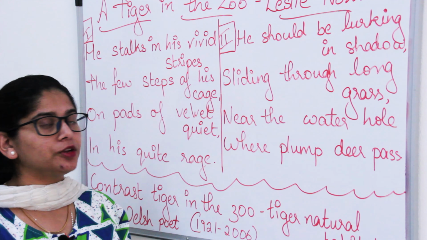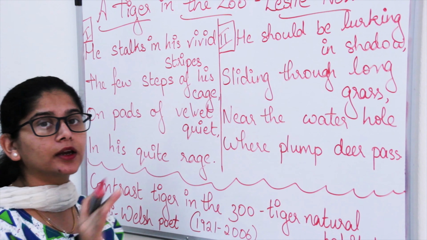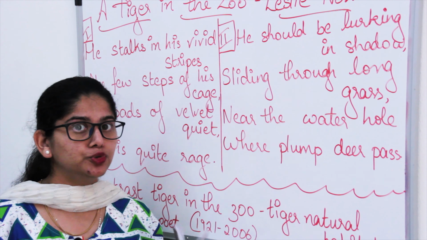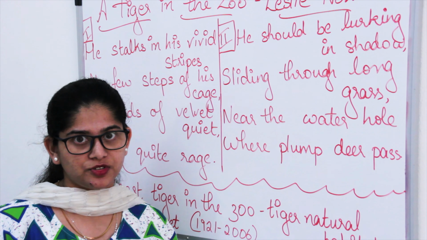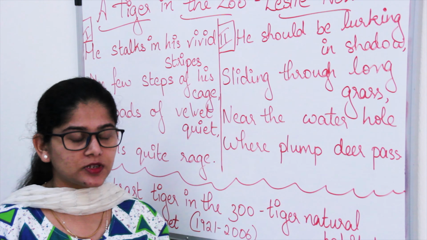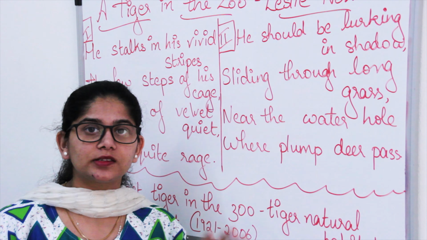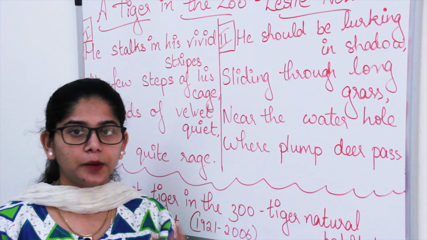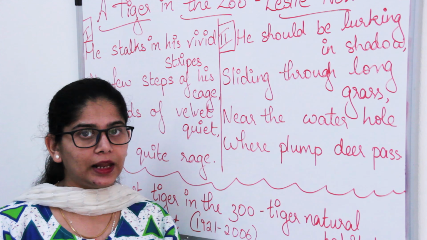So over here, as you can see from the title of the poem, A Tiger in the Zoo, I'm sure you can get the picture of where the tiger is present. The poet is trying to speak about the cruelty on animals, basically those animals which are kept in cages. So we'll go line by line.